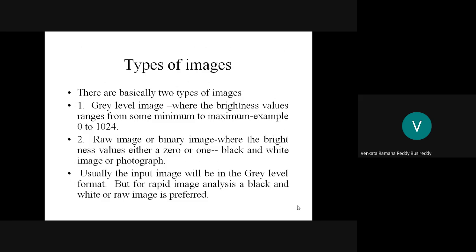So, types of image I told: gray level image, raw image, and color image. Gray level image is where the brightness values range from some minimum to maximum. For example, it depends upon the picture. If I take 8, that much; if I take 10, that many shades. Like that, I can represent that many shades depending upon the number of bits allocated for that picture. Raw image or binary image.